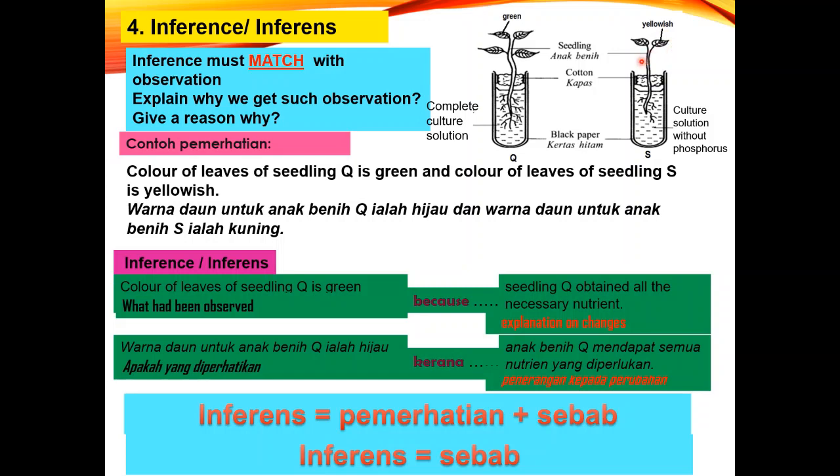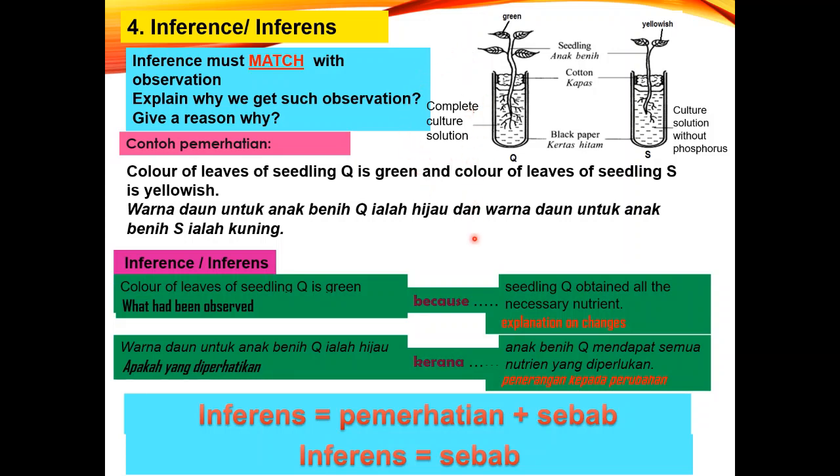You need to give the reason why the seedling Q has the green leaves, and then while the seedling S, the leaves is yellowish. Okay, you just explain. So the example of inference that you can write down is like this. Color of the leaves of seedling Q is green because seedling Q obtains all the necessary nutrients. Because you look at the test tube here, they contain the complete culture solution.